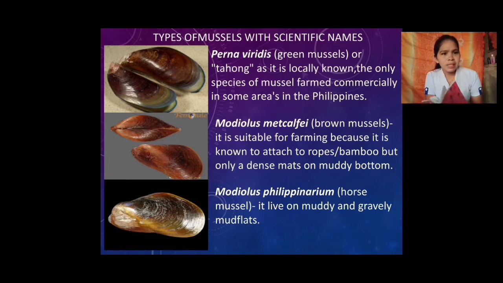And Modiolus metcalfei, brown mussels. Ay, by the way, gitawag siya Perna viridis or green mussels kay ang iyang upper part sa shell na siya pagka green-green. While ang Modiolus metcalfei or brown mussels, it is suitable for farming because it is known to attach to ropes or bamboo but only a dense mat.